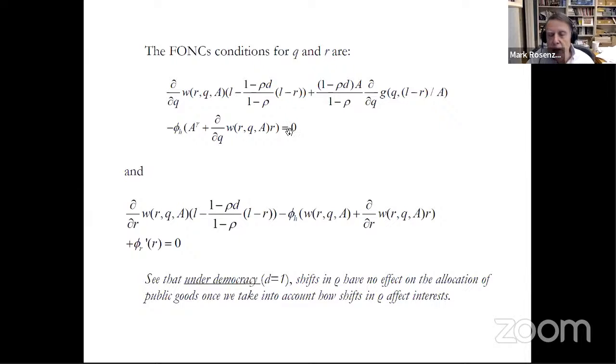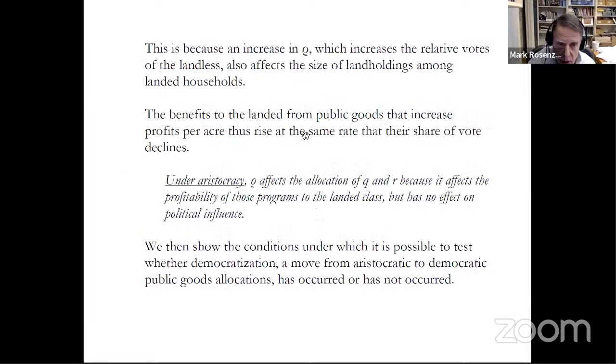What we need to do is compare what happens to the public goods allocations when we shift from a regime of domination by the landed to a democratic regime, and how the shift in the composition of public goods depends on the size of rho.